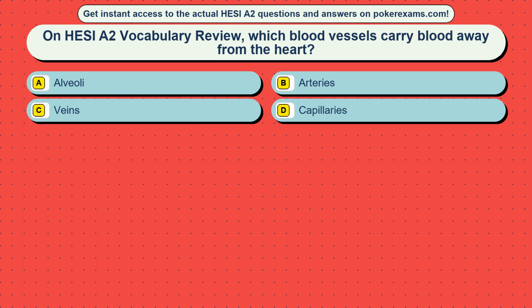Question 4. On HESI A2 Vocabulary Review, which blood vessels carry blood away from the heart? Option A, alveoli. Option B, arteries. Option C, veins. Option D, capillaries.